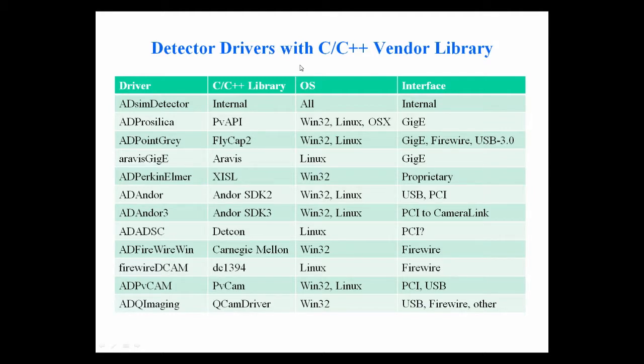Okay, so that's the list of drivers in AreaDetector that use a vendor C or C++ library. And the ones that I recall that do callbacks, in other words, where the vendor generates a thread for you, are at least the Prosilica, the Perkin-Elmer, and the Andor 3. Does the Q imaging do that, or do they provide a thread that calls you? Okay.